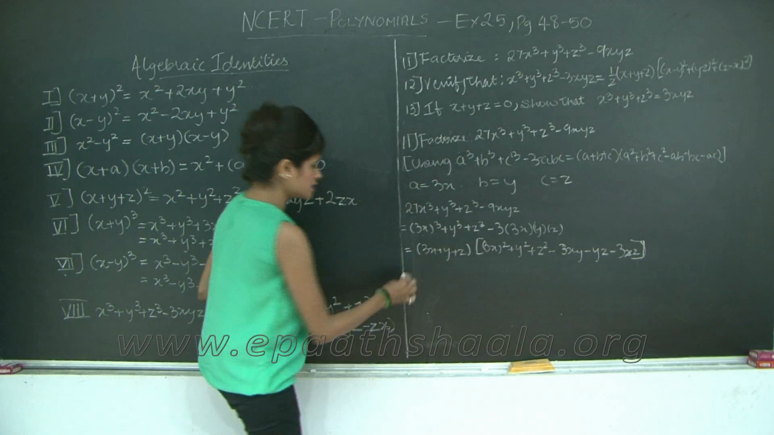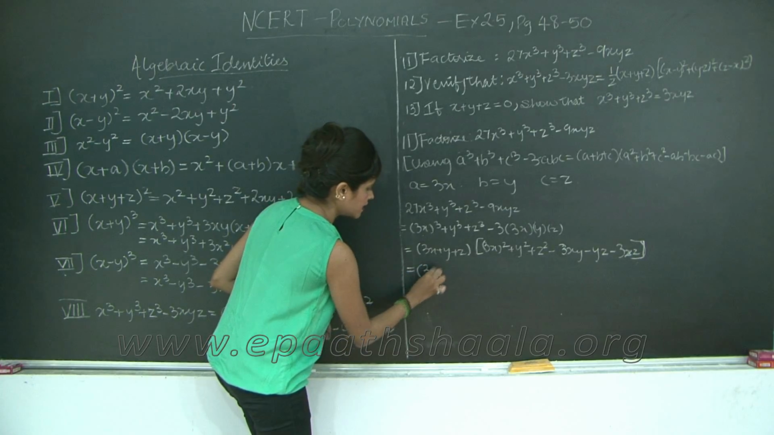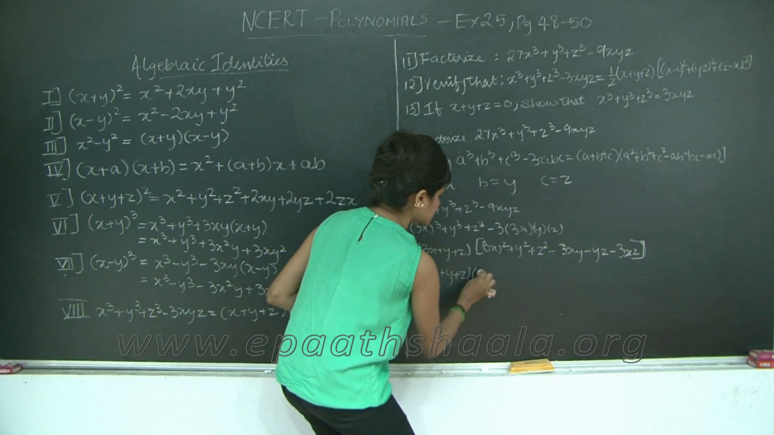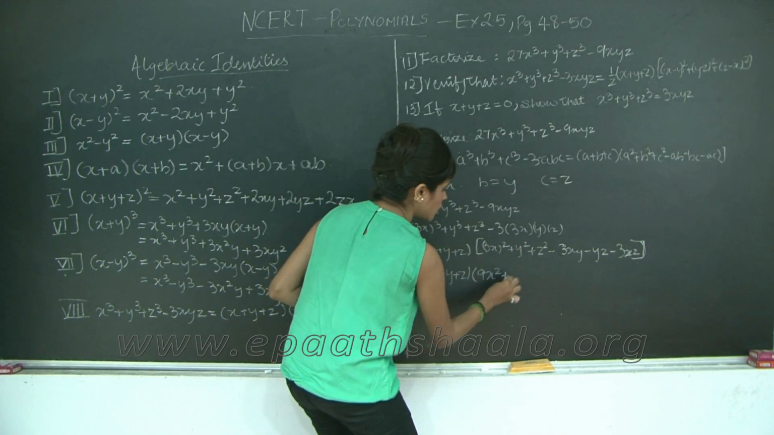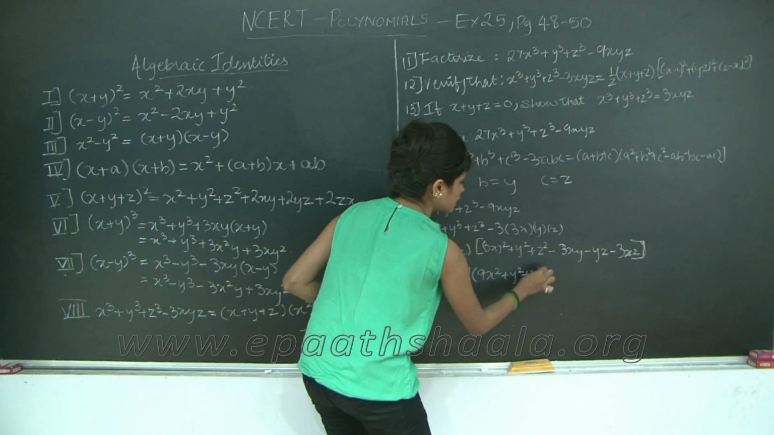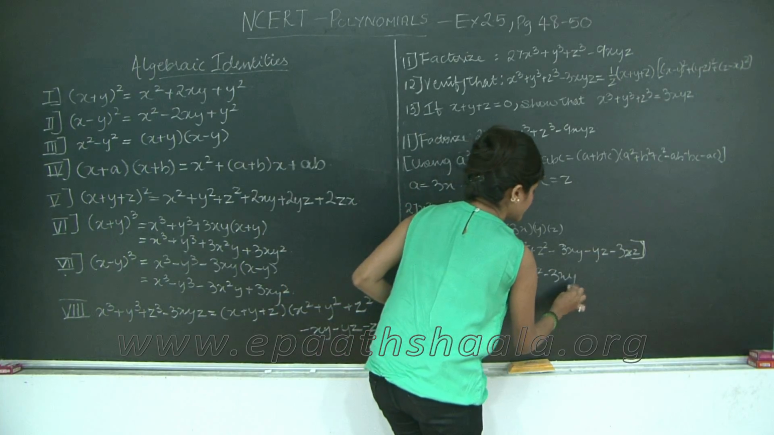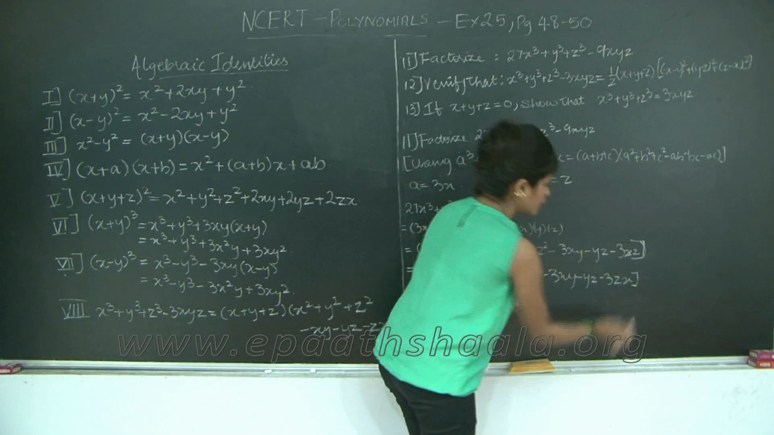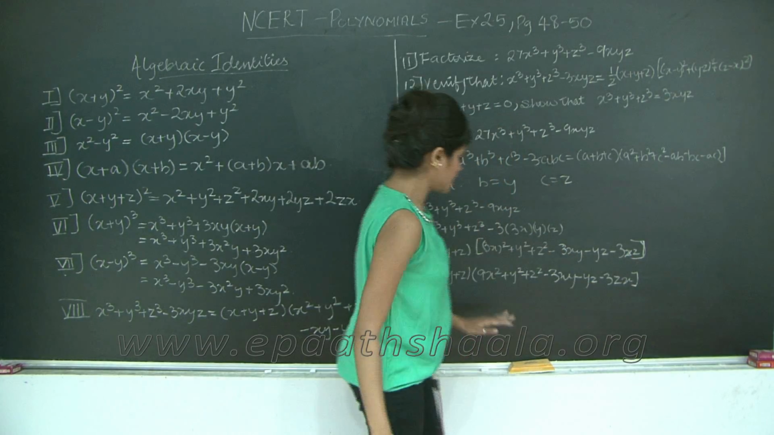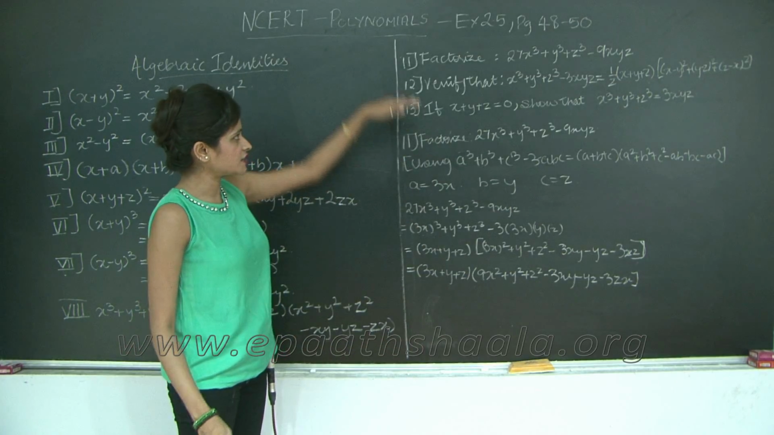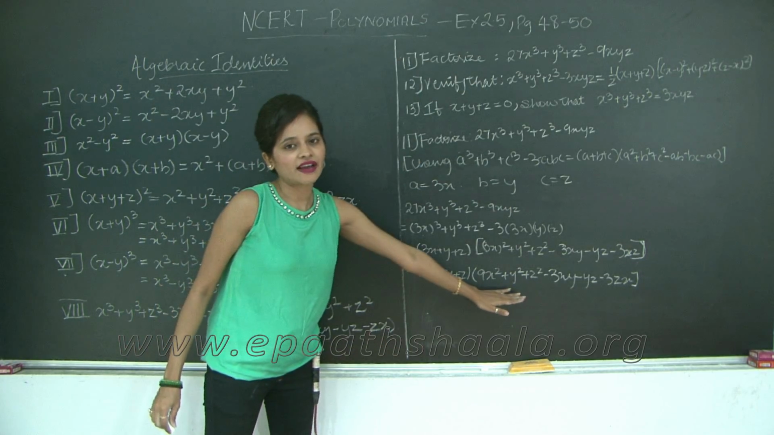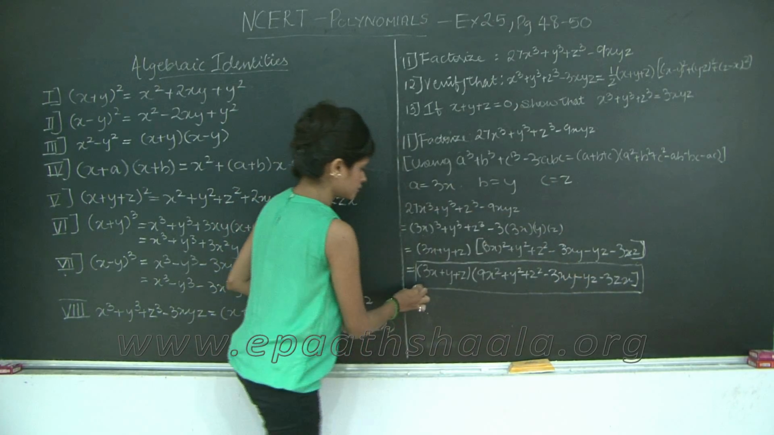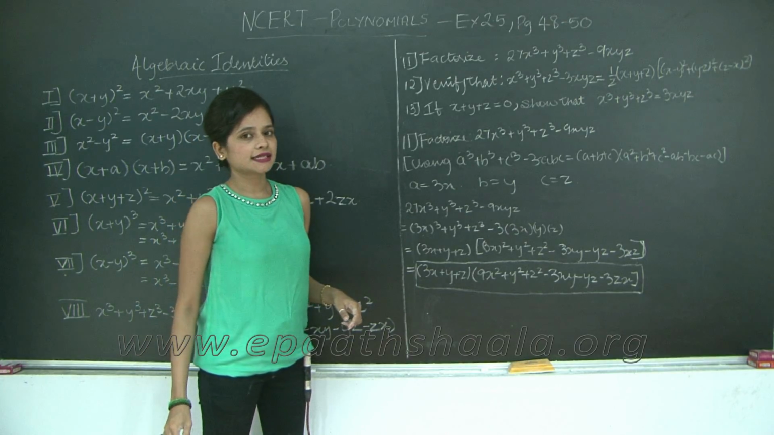I will further expand this. So I get 3x plus y plus z into 3x the whole square is 9x square plus y square plus z square minus 3xy minus yz minus 3zx. Okay, so I have written xz in the form of zx and I have opened the brackets. So we have further factorized our question into the product of its factors. So this is my answer, factorized using identity number 8.